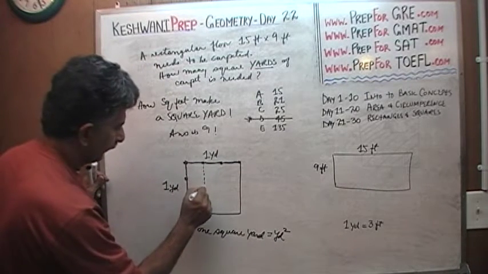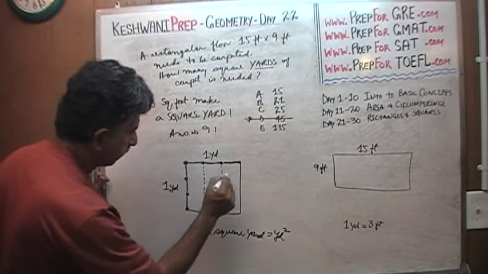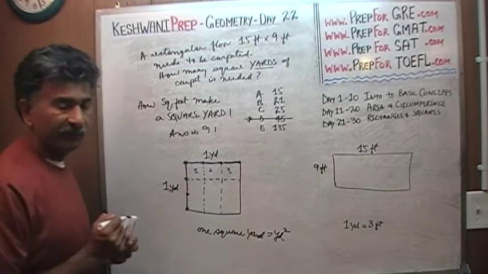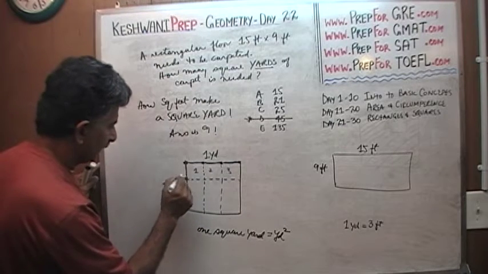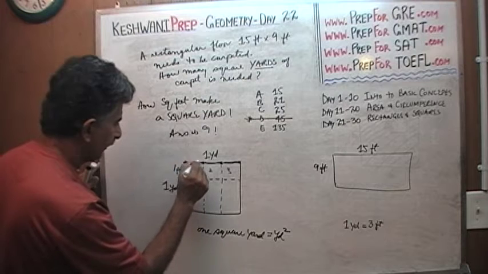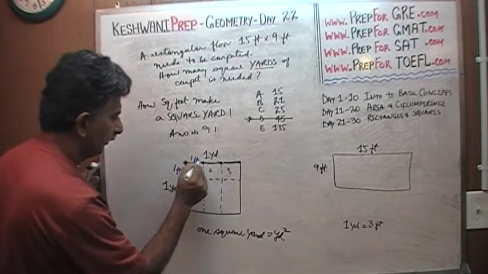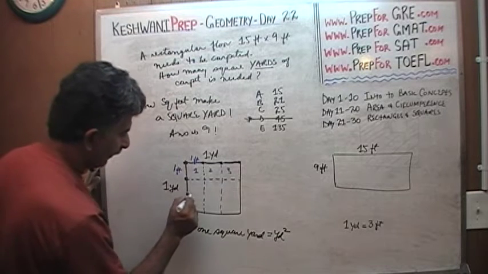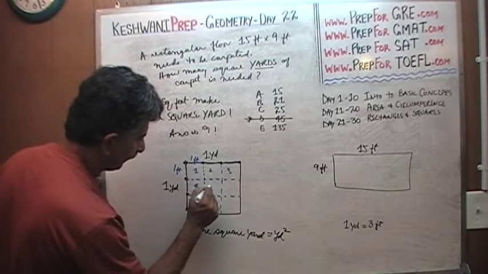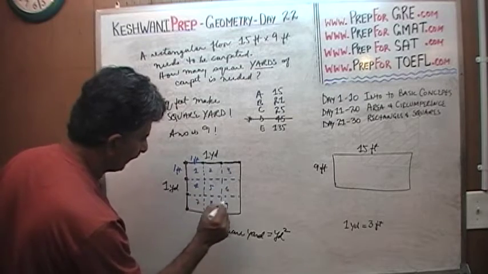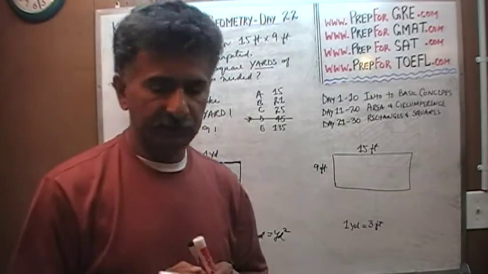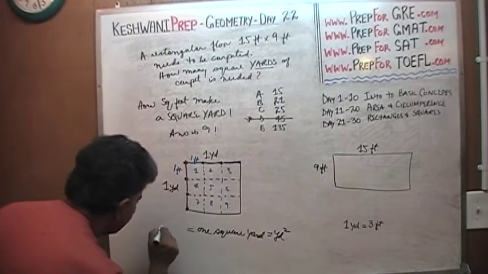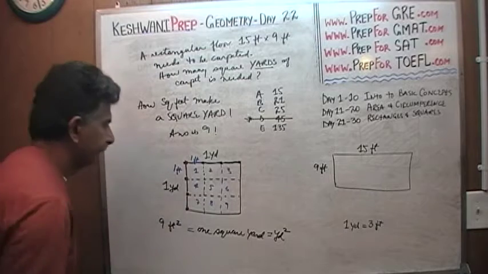So you're going to see here 1, 2, 3. That's 3 square feet, because from here to here is 1 foot. 1 foot, 2 feet, 3 feet make a yard. We have 3 more here: 4, 5, 6, 7, 8, 9. There are 9 square feet in a square yard. 1 square yard equals 9 square feet.